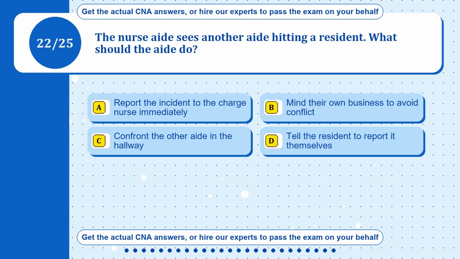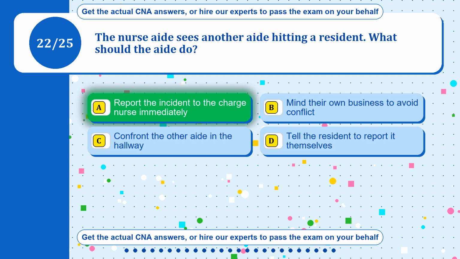Option A, report the incident to the charge nurse immediately. Option B, mind their own business to avoid conflict. Option C, confront the other aide in the hallway. Option D, tell the resident to report it themselves. The correct answer is option A, report the incident to the charge nurse immediately.